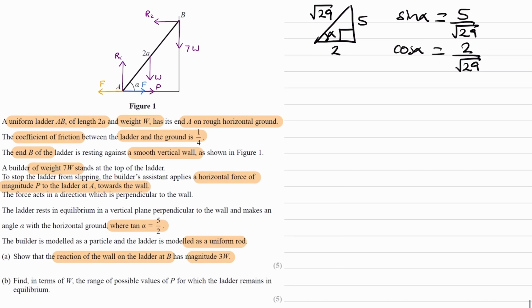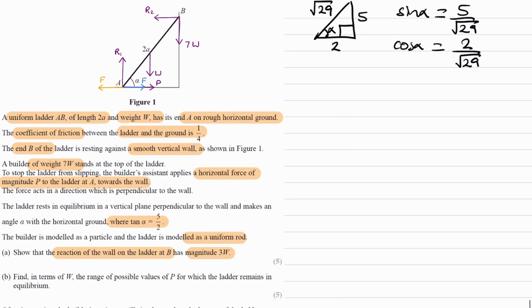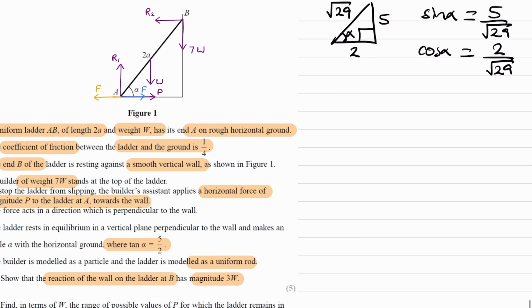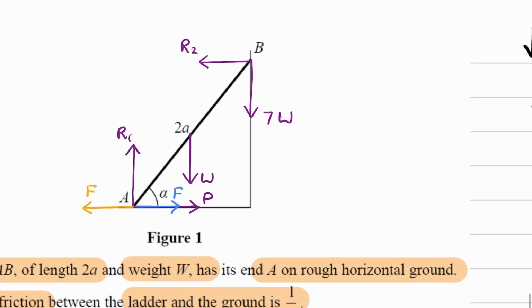So going back to part A, we're trying to work out the reaction force on the ladder from the wall at point B, so we can do so by taking moments. We can take moments about point A. So let's first identify which forces have moments and whether they're clockwise or anti-clockwise. So there's 3 forces that have moments. There is W, 7W, and then R2 over here.